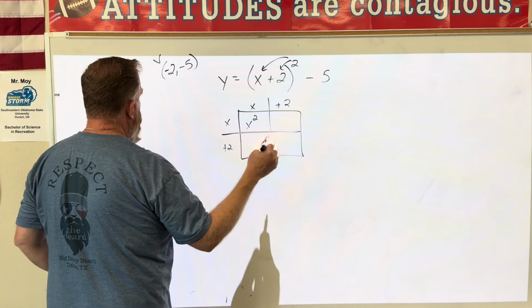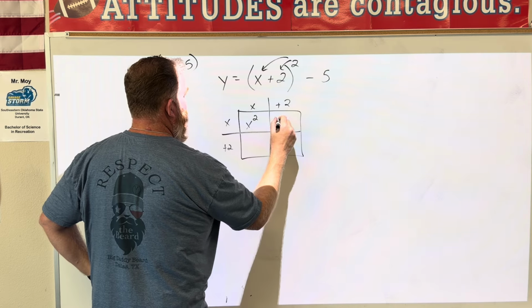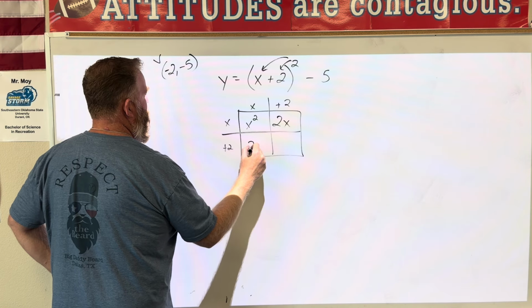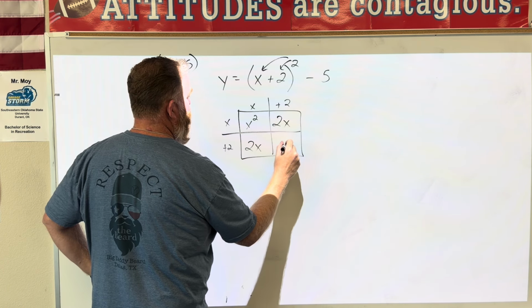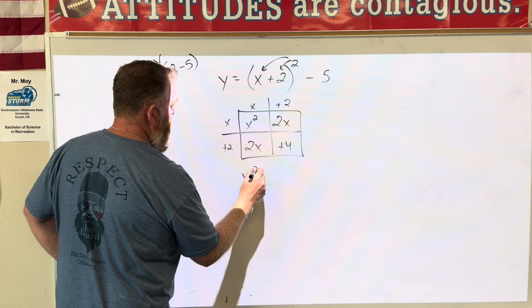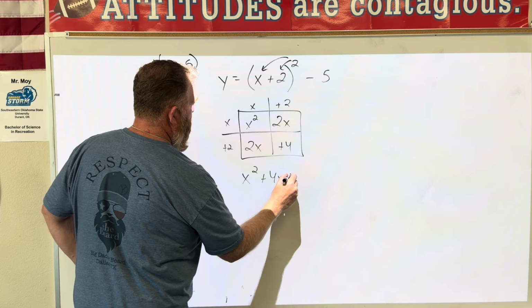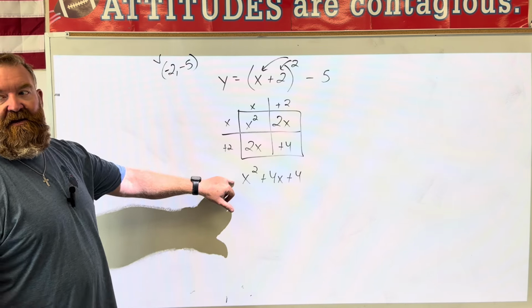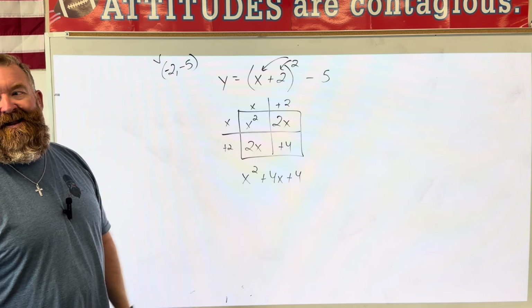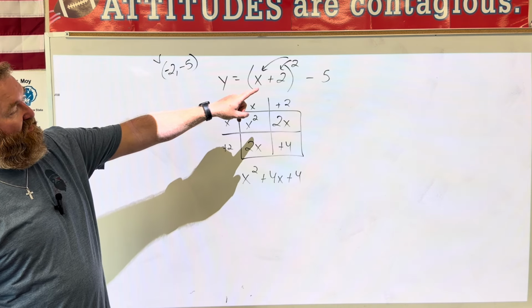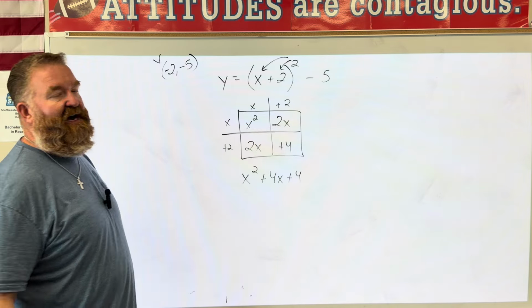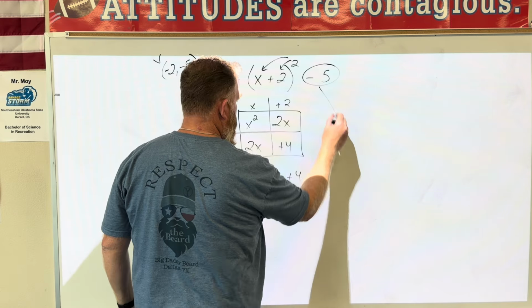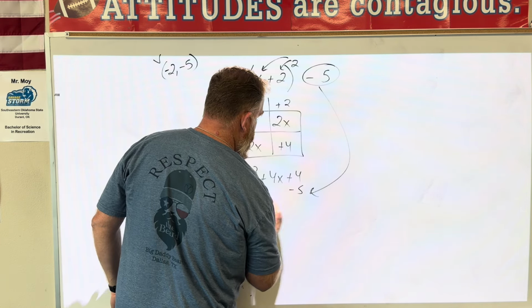Sorry. I'm telling you. Oh, so we got 2 times x is 2x. And then we got 2 times 2 is 4, right? I combine that. I get x squared plus 4x plus 4. A lot of people are leaving that right there and saying that's my answer. It is not. What's on the end of that problem? Minus 5. So I'm going to take this minus 5 and just subtract that right there.